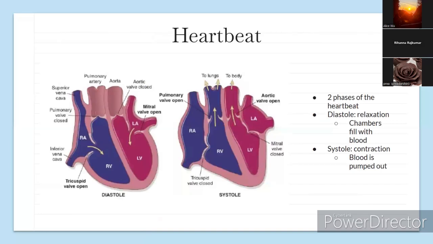Okay, so now that we talked a bit about the heart and its anatomy, now we're going to talk about the heartbeat. So there's two phases of the heartbeat. We have diastole, which is relaxation, and this is where the chamber is filled with blood. And then we have systole, which is contraction, and this is where blood is pumped out. So you can see in this picture that the heart is relaxed as the chambers fill with blood. And then in this one, the heart is contracting and it's working to pump blood out. So you can see the differences between these two pictures.